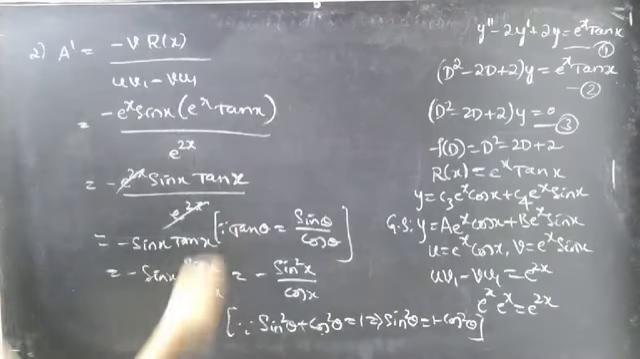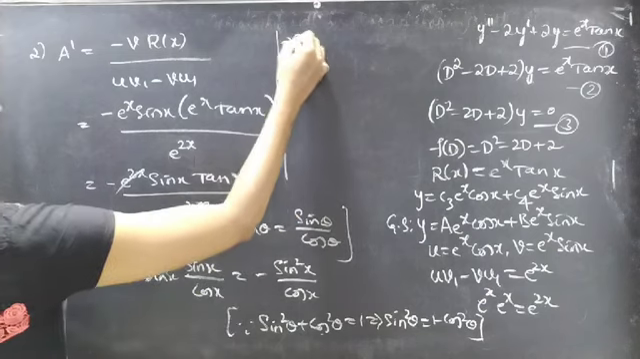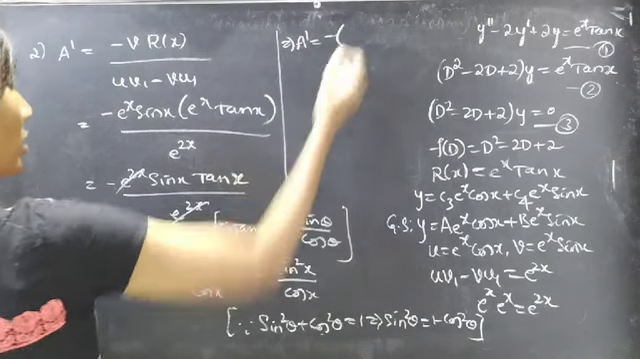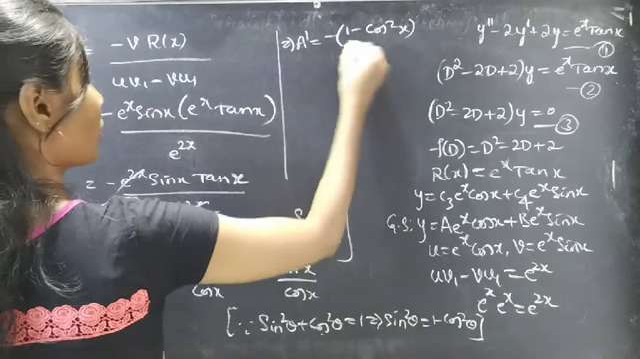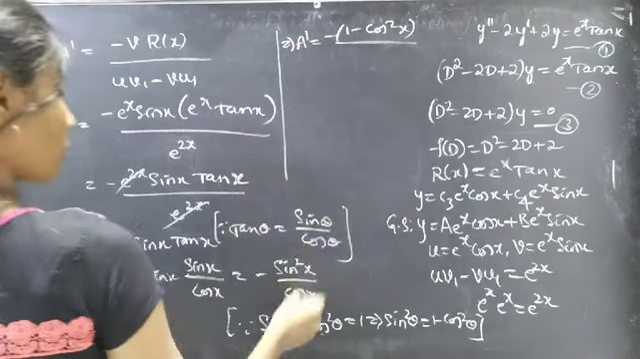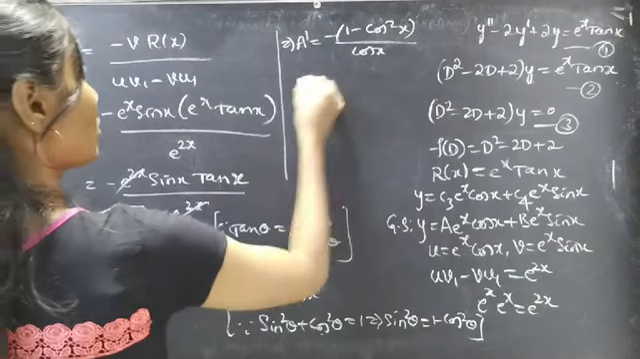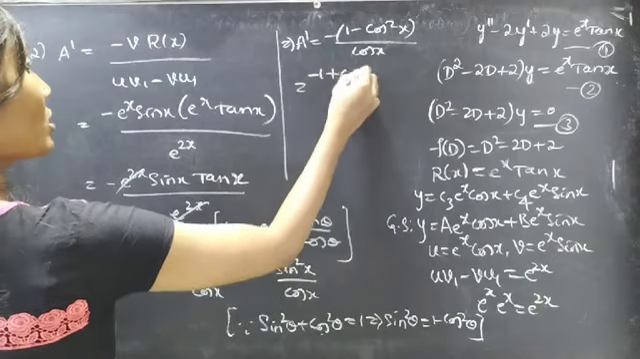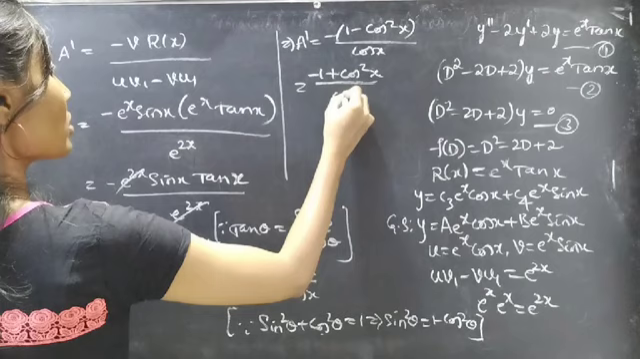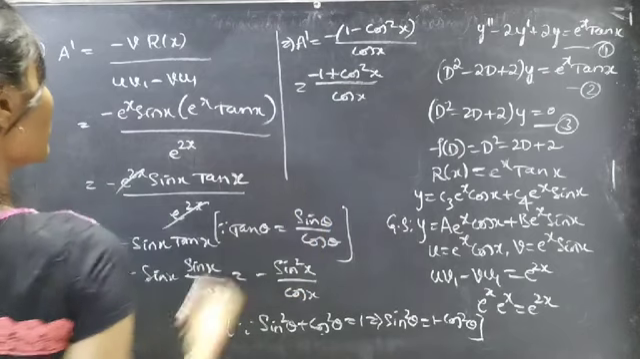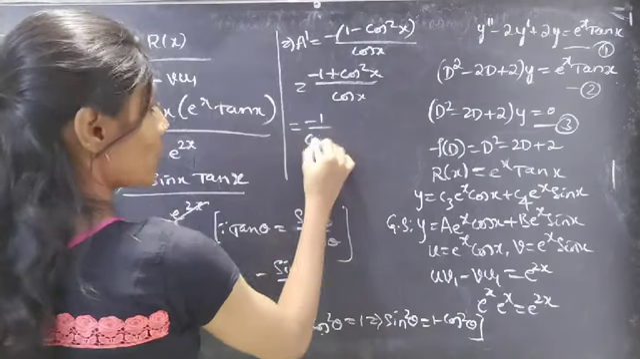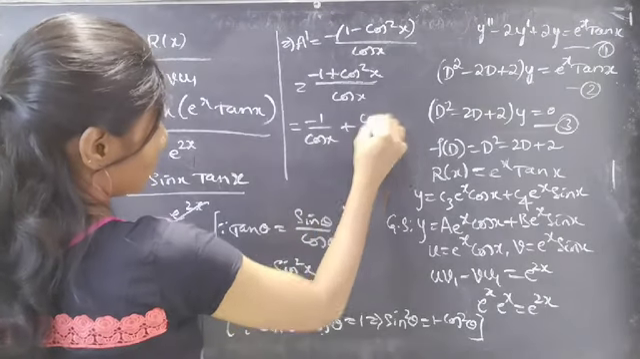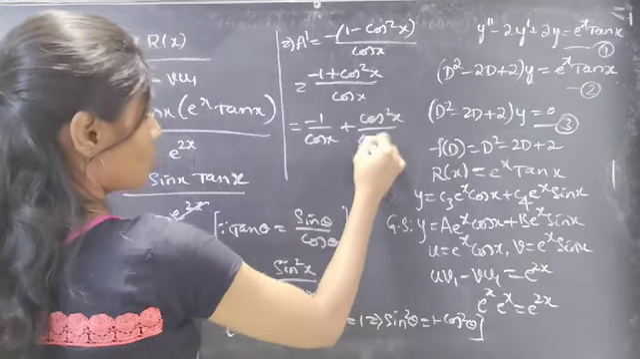Just replace sin square x with 1 minus cos square x by cos x, which gives us minus 1 plus cos square x by cos x. We are having two terms in the numerator and one term in the denominator, so we can split the total expression into two terms. We'll get minus 1 by cos x plus cos square x by cos x.